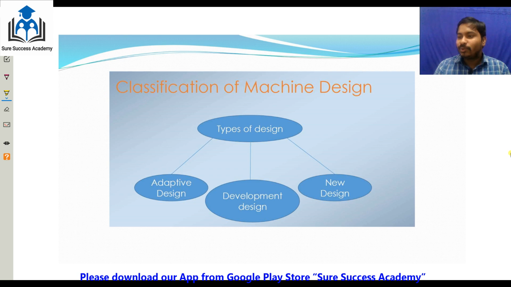So we will do the classification of designs. What is the classification of design? There are three types of design: adaptive design, developmental design, and new design. Remember that there are three types of designs: adaptive designs, developmental designs and new designs.